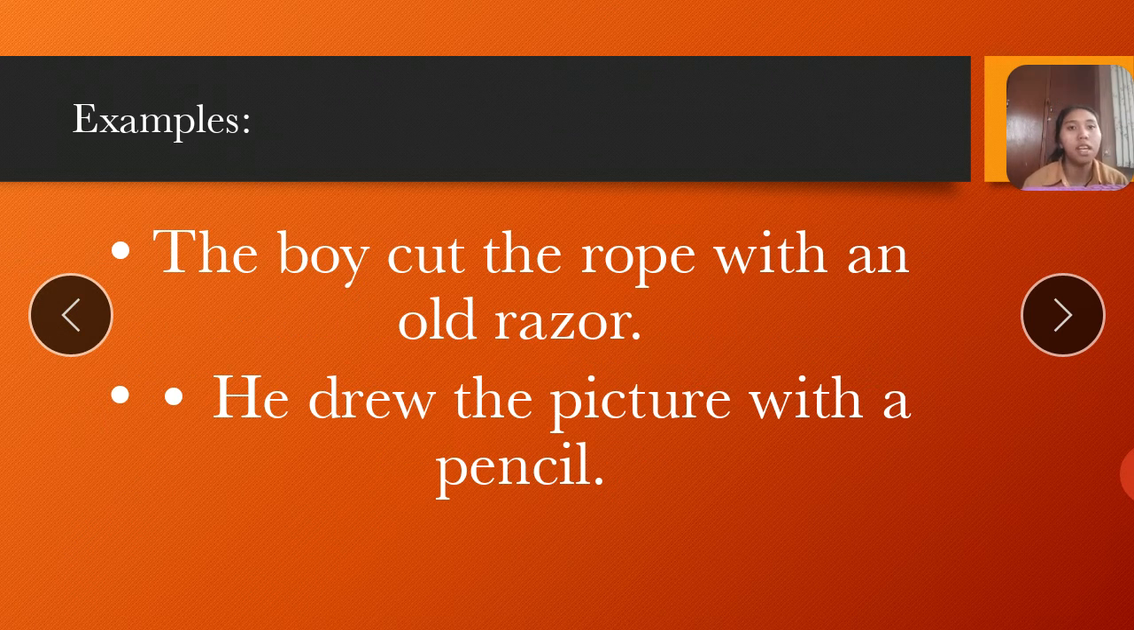This is the example. The boy cut the rope with an old razor. And the second one is, he drew the picture with a pencil.